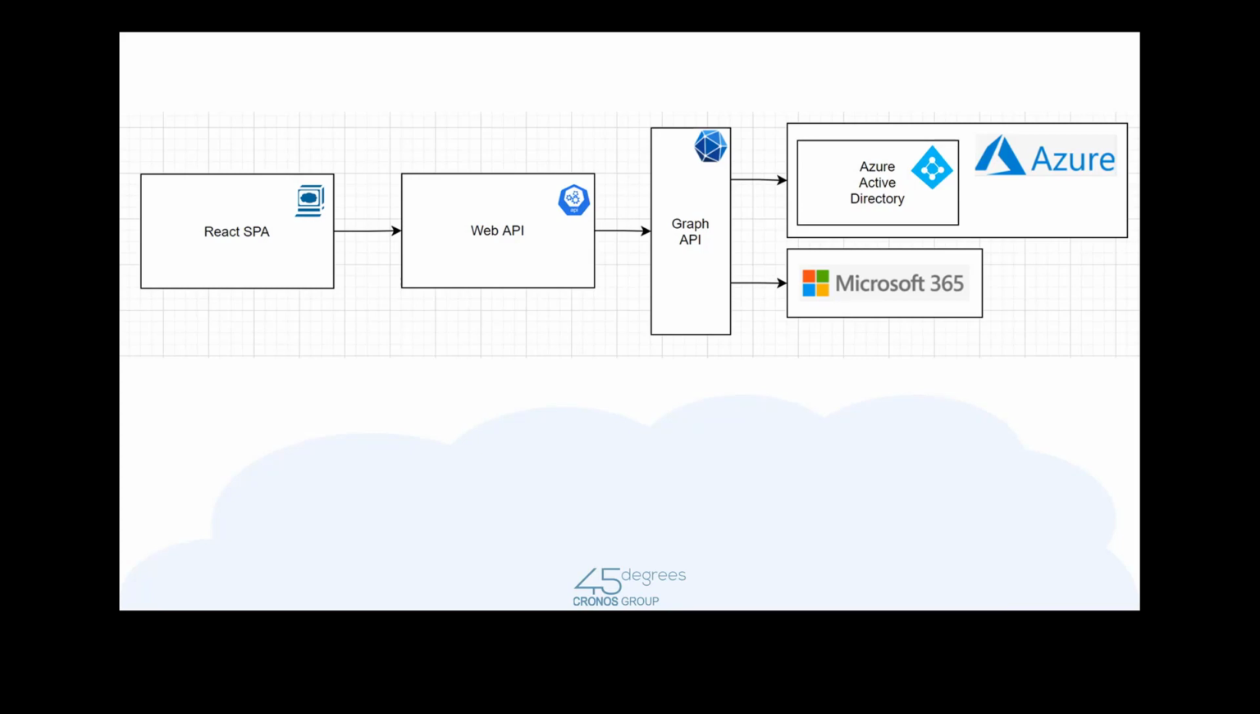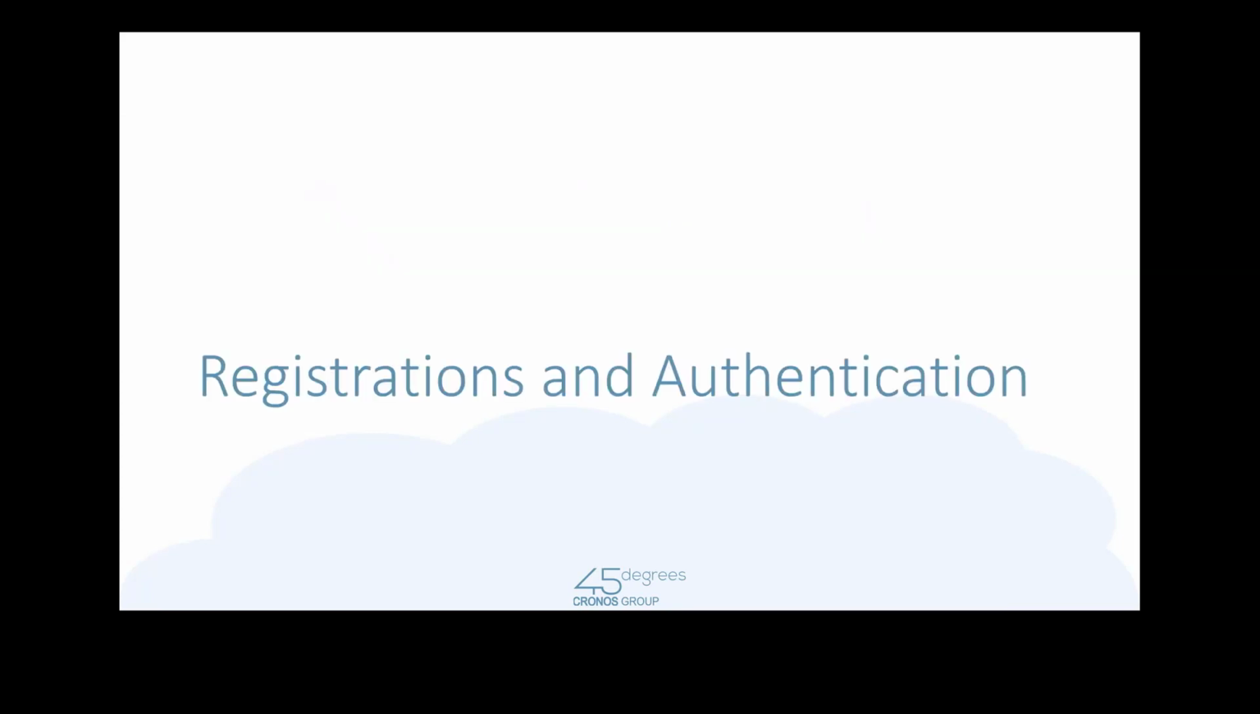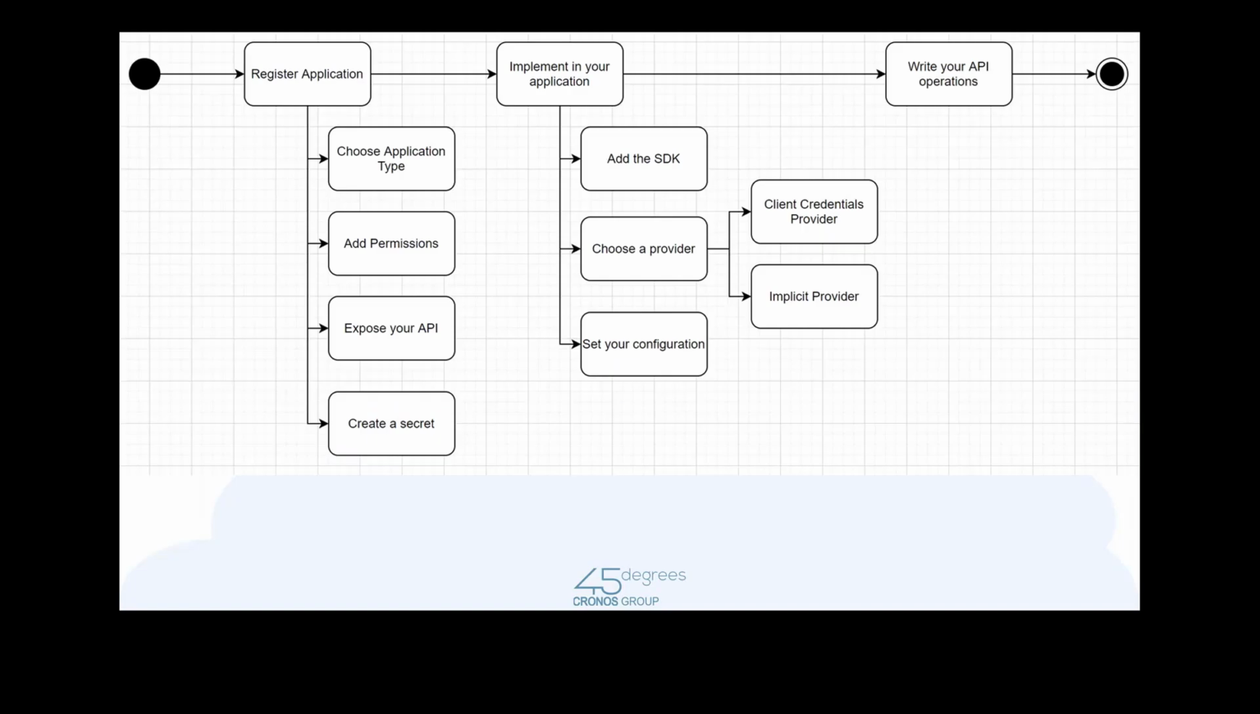So before you can start with building your application, you need to register your application and authenticate your application. And you need to do some steps for that. In our experience, it is not really easy. You can struggle with what parameter do I need to add, what steps do I need to take. The documentation is okay, but it can be confusing. And so I made a little step plan with steps that you really need to do before you can actually write your API operations.